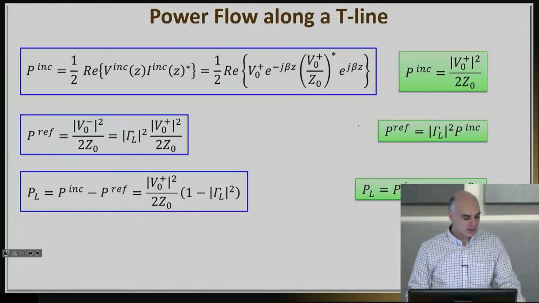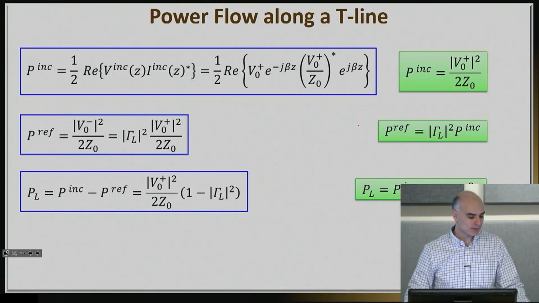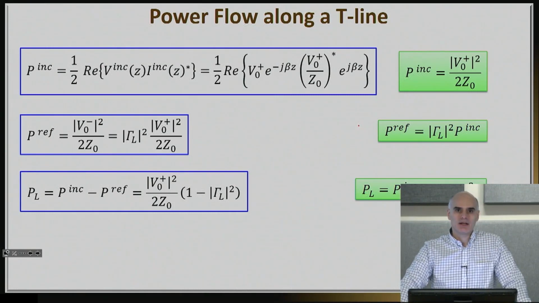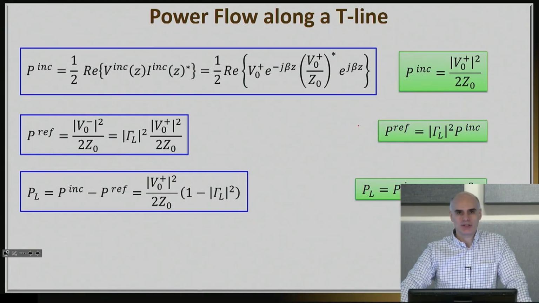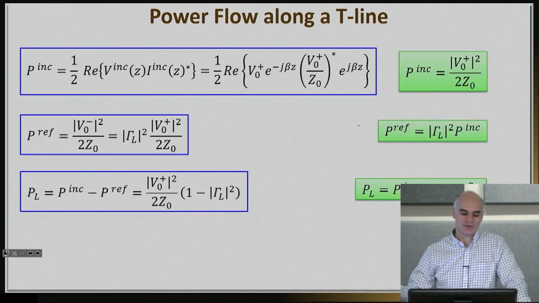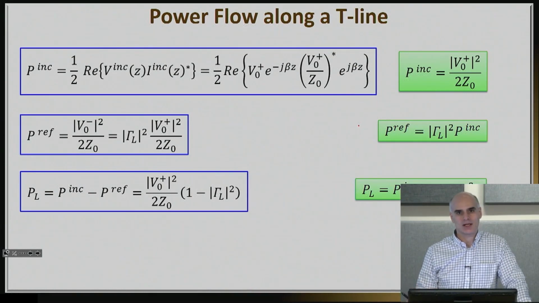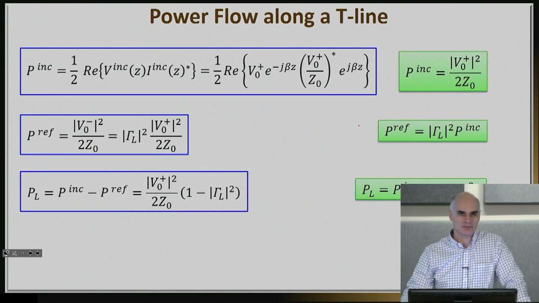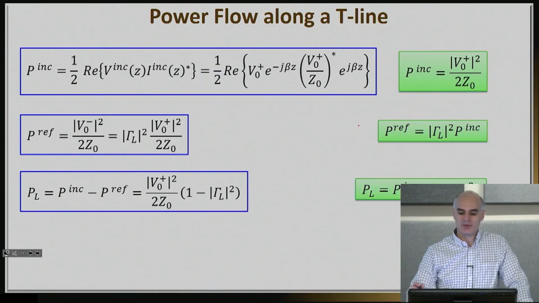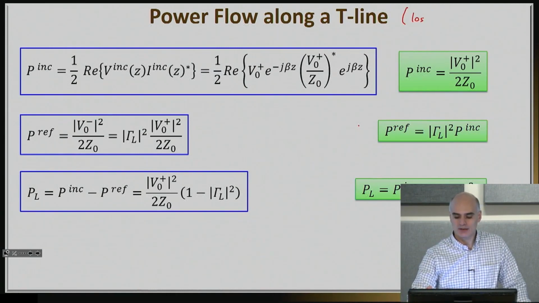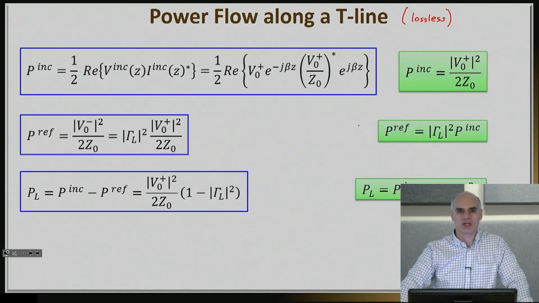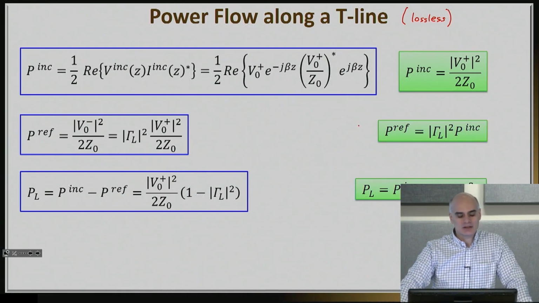All right, now let's talk a little bit about what happens with power. At the end of the day, we are only building transmission lines to transfer power from one location to another. And so it's very important for us to use the knowledge we have now for voltage and current to understand what happens with power. We are basically dealing with the lossless case so far. So we are assuming that power is not lost in the transmission line. And so let us look now at the power.